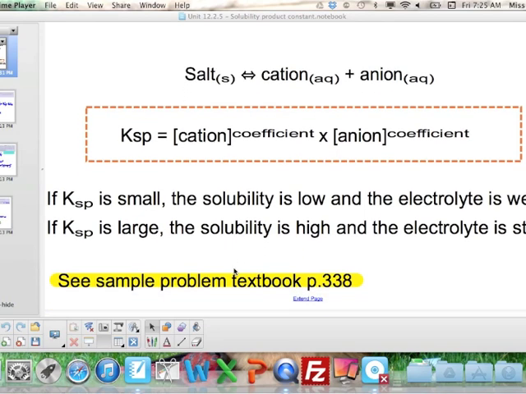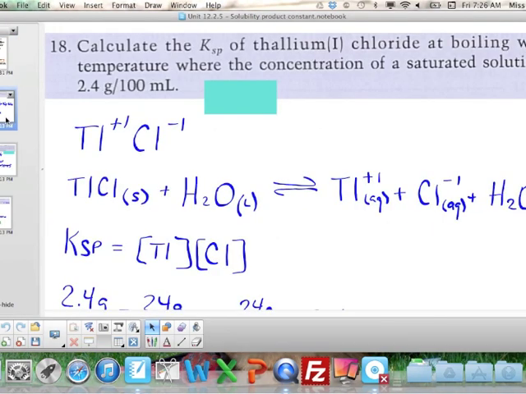Now you have some sample problems in the textbook. I will not go over them. I'll show you other examples, but you may take a look at them. I actually encourage you to do so. Now, first example of 3.